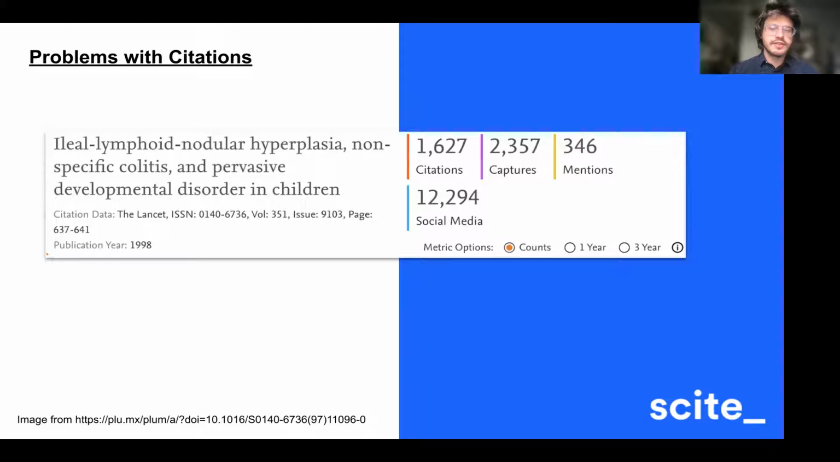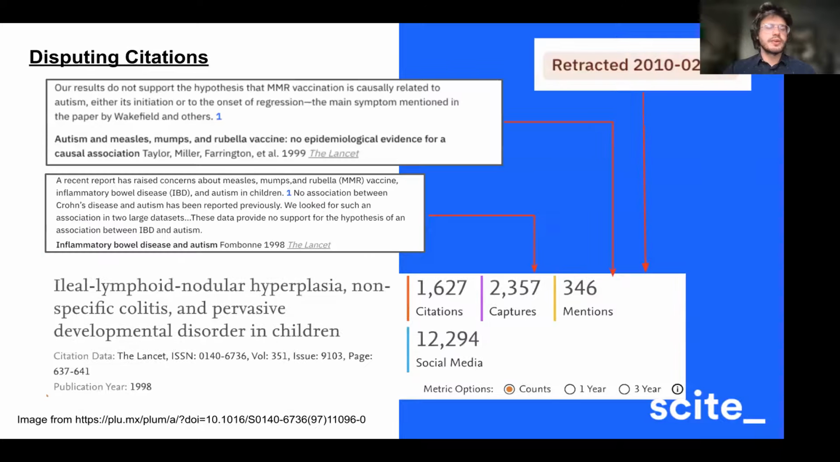We see that there's 1,600 citations, and we might think, oh, this publication, maybe it's good quality. It's attracted many citations, but actually that's not always the case. This number hides a lot of information, and so this publication is famous for being retracted. In fact, retracted many times.